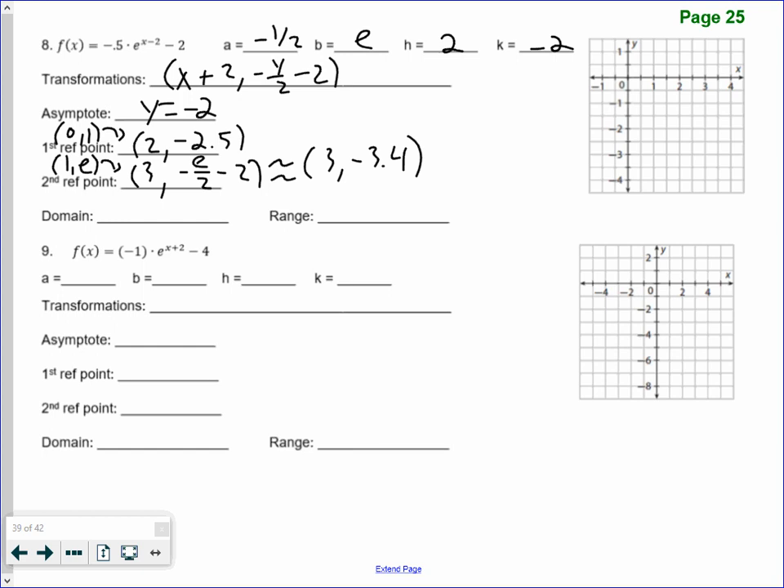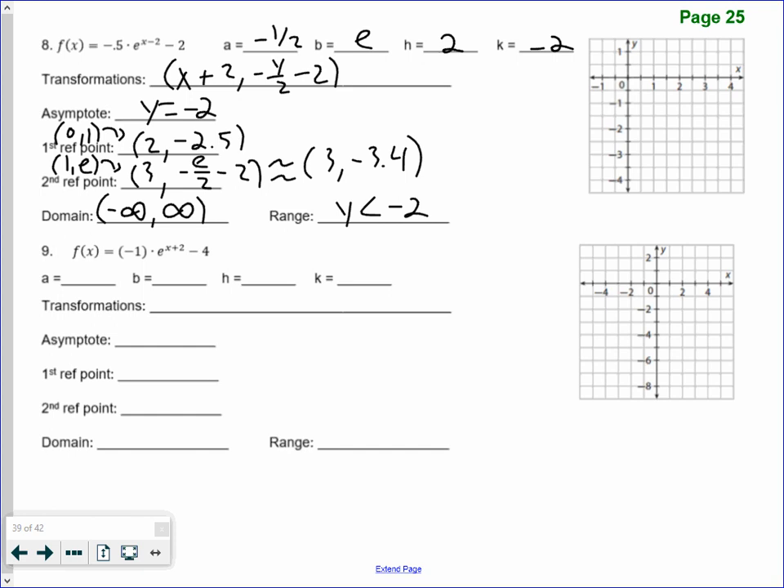Our domain, it's still an exponential function, so it's all real numbers. So in interval form, negative infinity to positive infinity. Our range depends on our a value and our k value. Our a is negative, so the function is below the asymptote. So our y value is less than our asymptote of negative 2. So we have everything we need to actually graph our function.